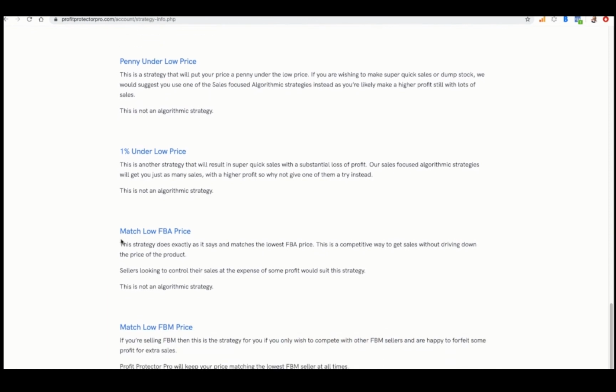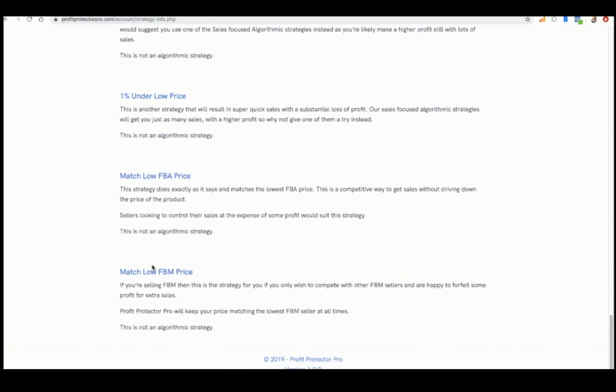And here you've got match low FBA price. So if you wanted to literally just compete against FBA sellers and you wanted to match their price, this is a competitive way to get your sales, but you're not going to drive down the price of the product. So you could use this one for matching the low FBA price. And you've got the option here as well to match the low FBM price if you are doing merchant fulfilled.